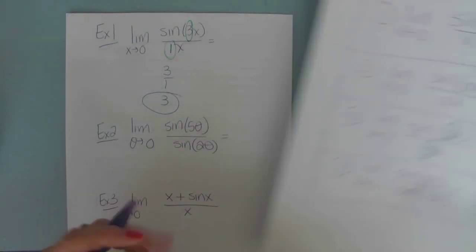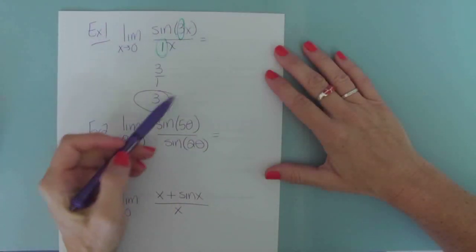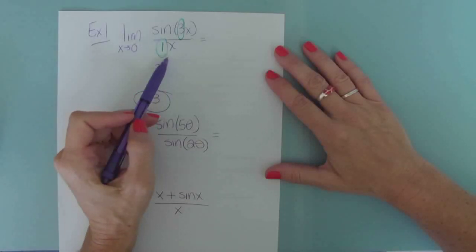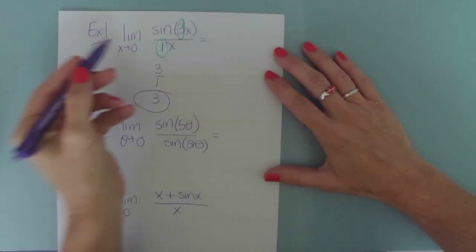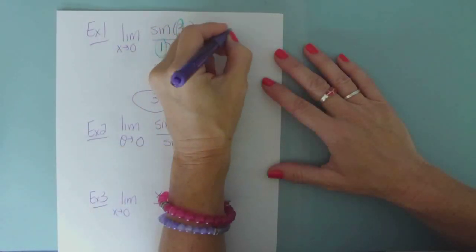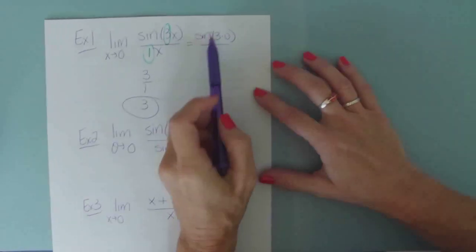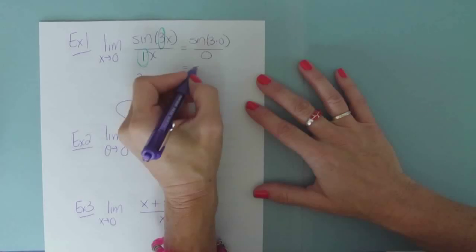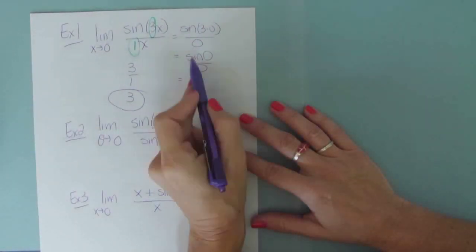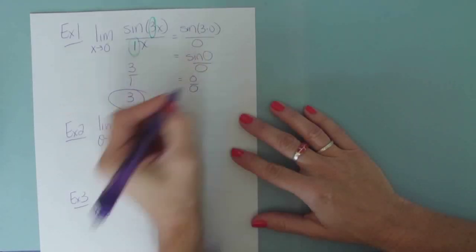And I also want to point out, I forgot to do something. Before we start any of these applications, we really should be plugging 0 in first. So let me actually backtrack here. If I plug 0 in for these x's, I'm going to get the sine of 3 times 0 over 0. And that is equal to the sine of 0 over 0. And I know that the sine of 0 is 0.